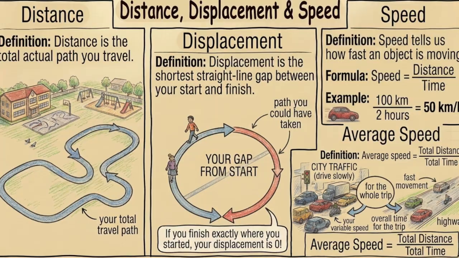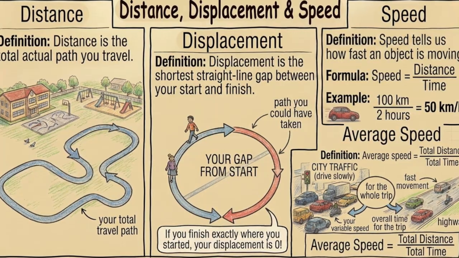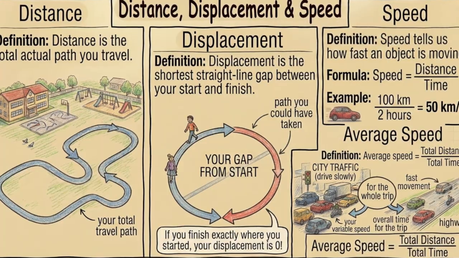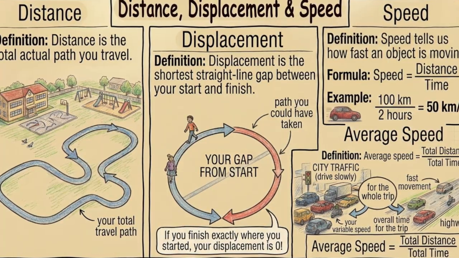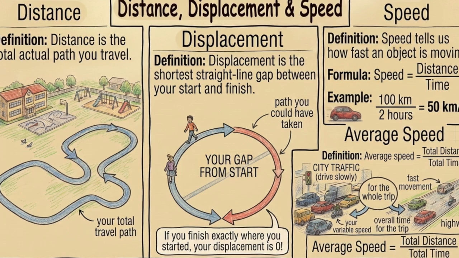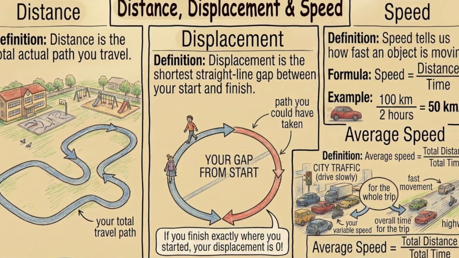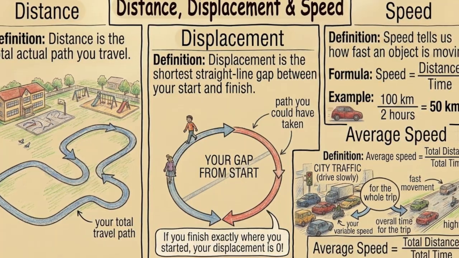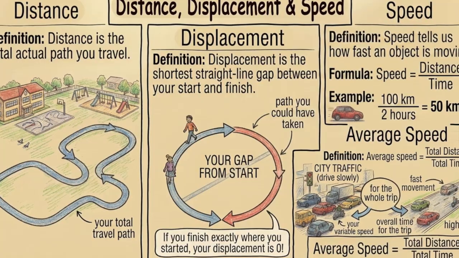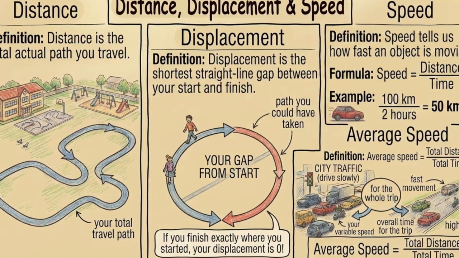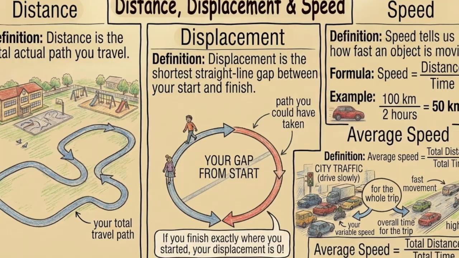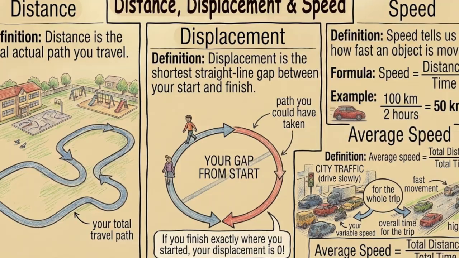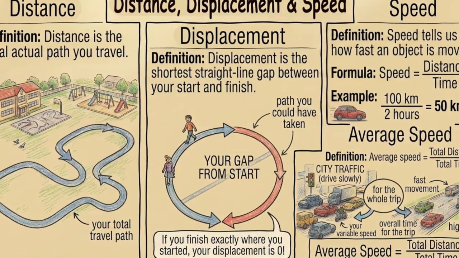Speed. Now that we know distance, let's learn how to calculate speed. Speed tells us how fast an object is moving. Scientists calculate speed using a simple formula. Speed is equal to distance divided by time. Let's take an example. Suppose a car takes 100 kilometers in 2 hours. So the speed is equal to 100 divided by 2, which is 50 kilometers per hour. The SI unit of speed is meter per second, and the other common unit is kilometers per hour.